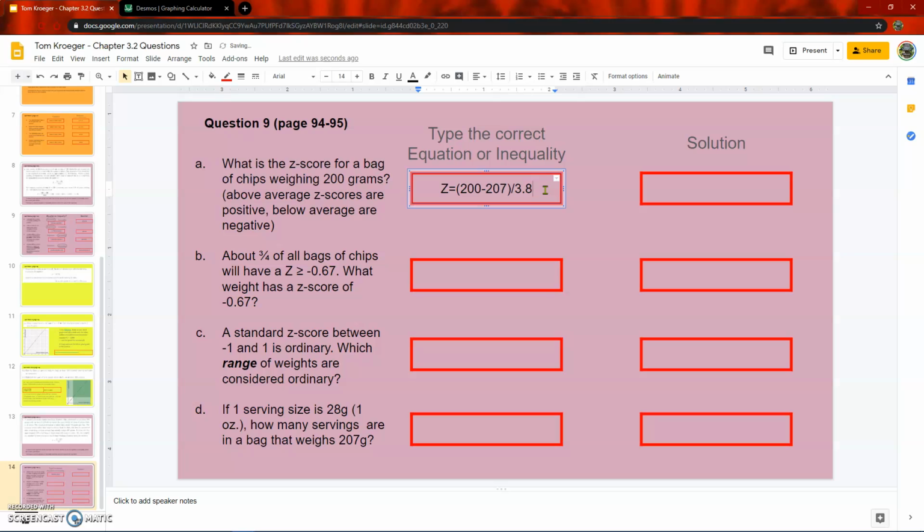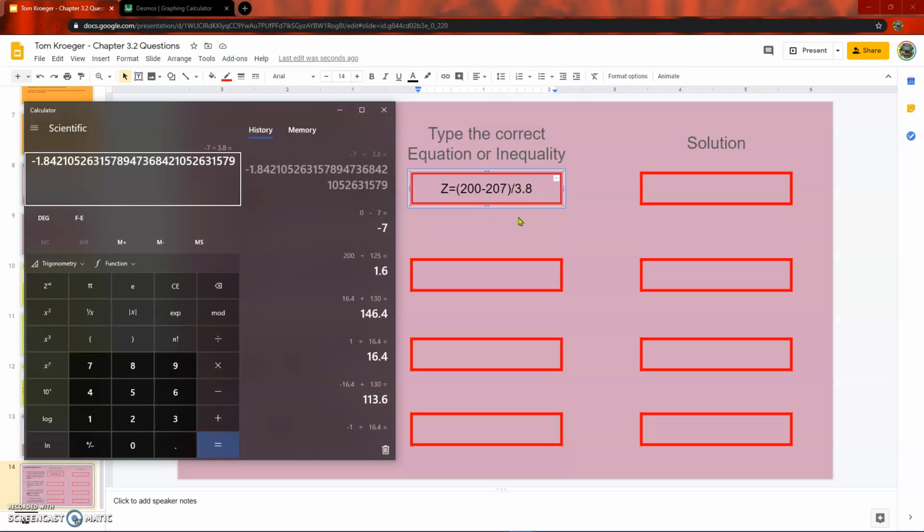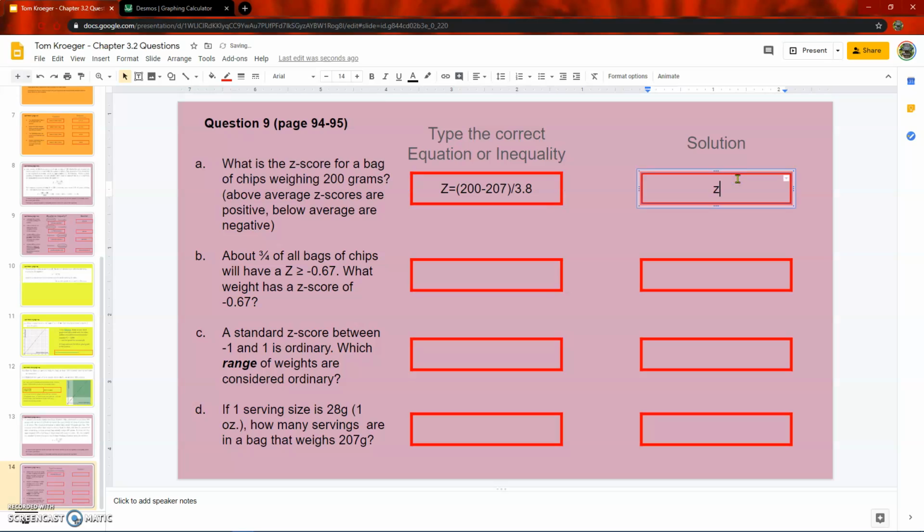3.8, and we can use our handy-dandy calculator to figure that out. 200 minus 207 is going to give us a negative 7, and negative 7 divided by 3.8 gives us a Z-score of negative 1.84. Z equals negative 1.84 or thereabouts.